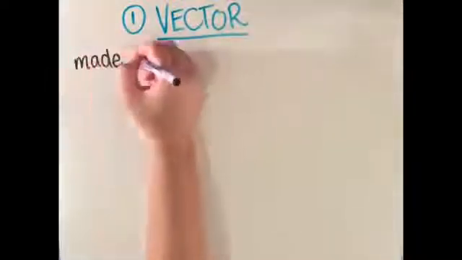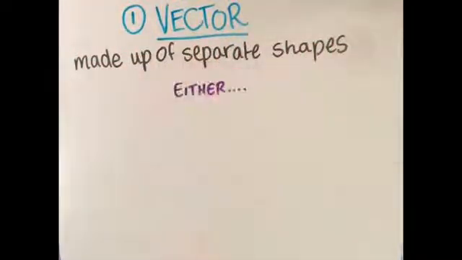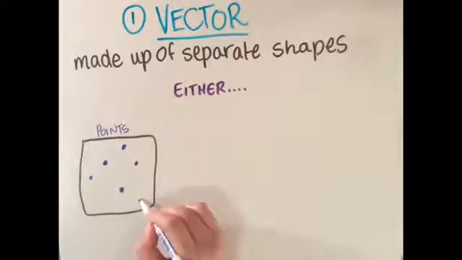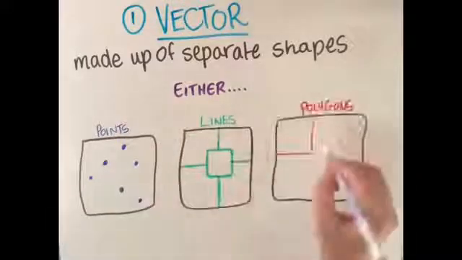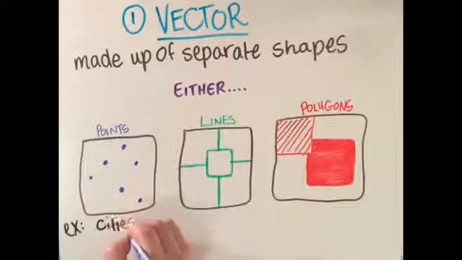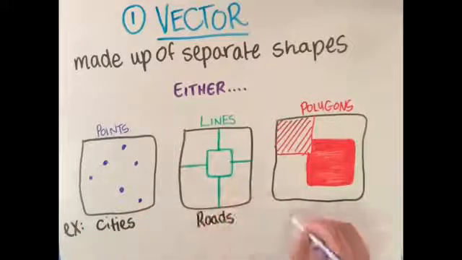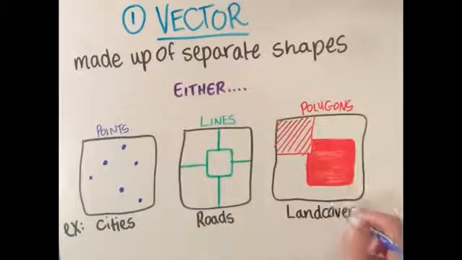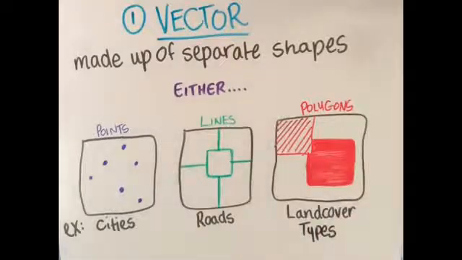Vector data comes in a layer that is made up of specific discontinuous shapes. They can either be points, lines, or polygons. Each individual shape represents a unique piece of data. Vector data is generally used to represent phenomena that doesn't continue across the entire space. Point data is often used to represent cities, line data is often used to represent roads, and polygons are often used to represent swaths of different land cover types.